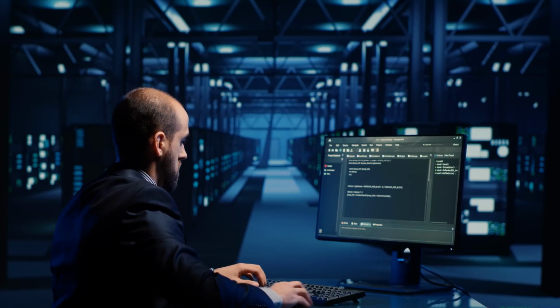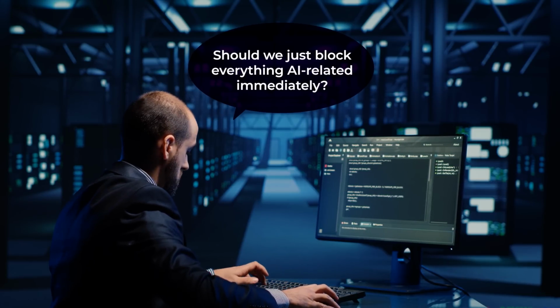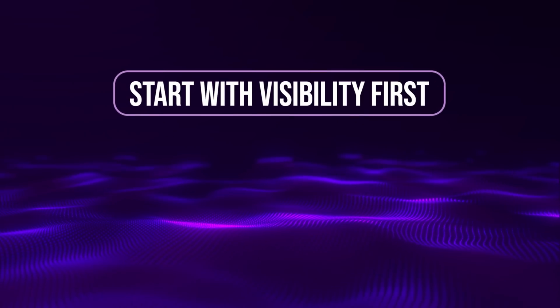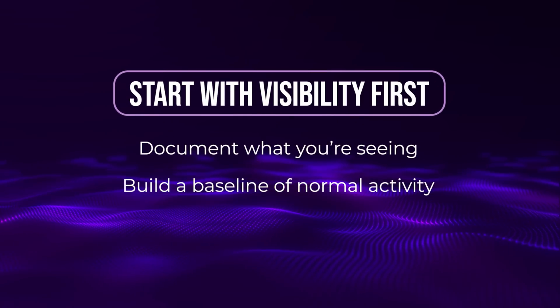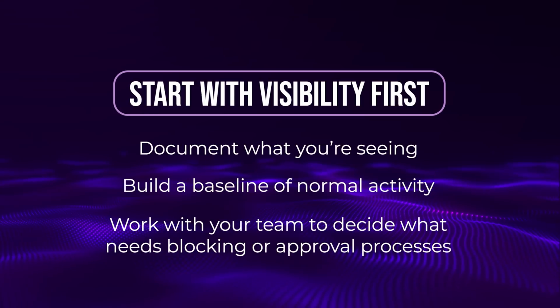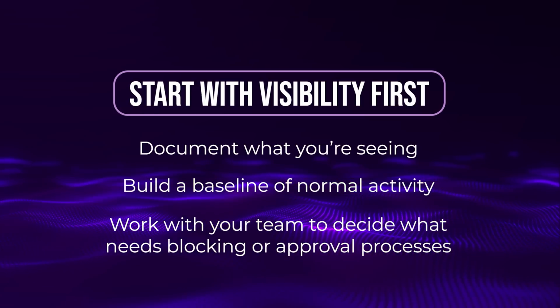You're probably thinking, should we just block everything AI-related immediately? In most mature SOC environments, the answer is no. What you want to do is start with visibility first. Document what you're seeing, build a baseline of normal activity, then work with your team to decide what needs blocking versus what needs approval processes.